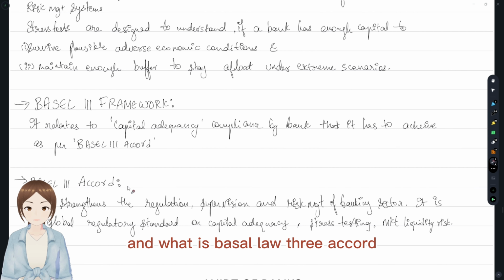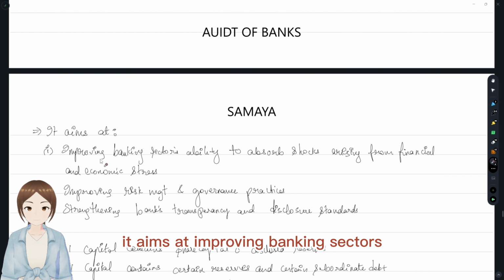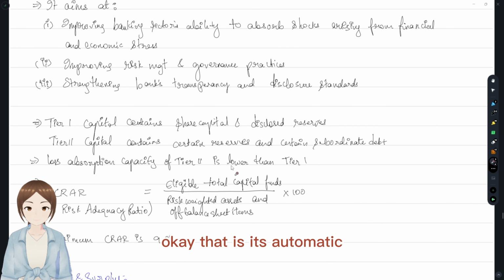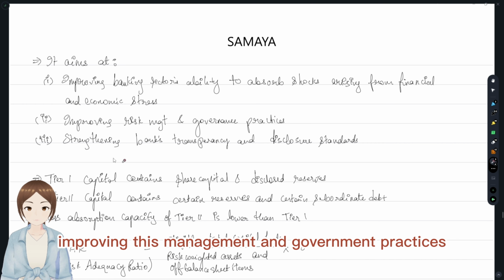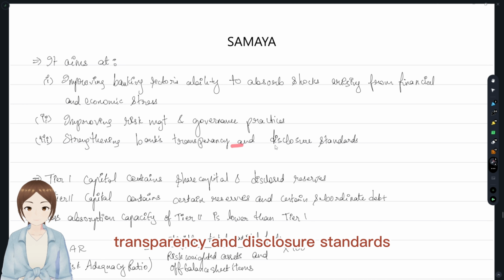And what is the Basel III Accord maintained for? What does it aim for? It aims at improving the banking sector's ability to absorb shocks arising from financial and economic stress. That is, to maintain adequate capital. If all the depositors come and withdraw their money, the bank has to survive, right? So in that economic stress situation, how well the bank could maintain or survive matters. It also aims at improving risk management and governance practices and strengthening banks' transparency and disclosure standards.